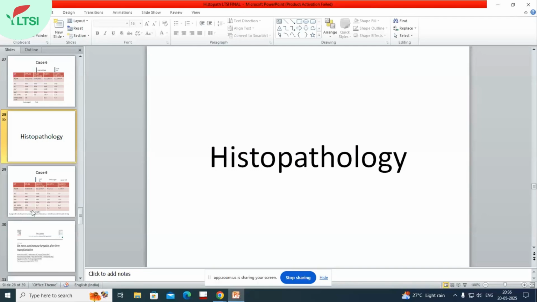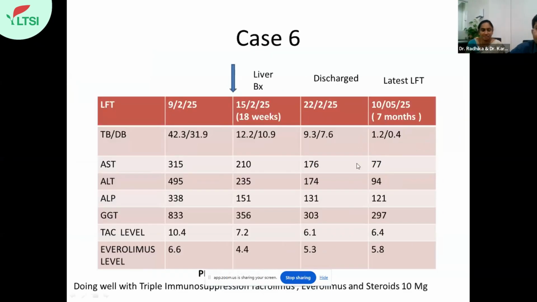Yes, Prof, as she was responding well to plasma exchanges and the inflammations were all very well reduced in the recent repeat biopsy, with an early chronic rejection, we continued a further 3 more plasma exchanges along with triple immunosuppression of tacrolimus and everolimus with 30 milligrams of steroid. At discharge, her bilirubin was 9.3 with a direct component of 7.6. Gamma GT had very well reduced to 303. AST of 176 and ALT of 174.